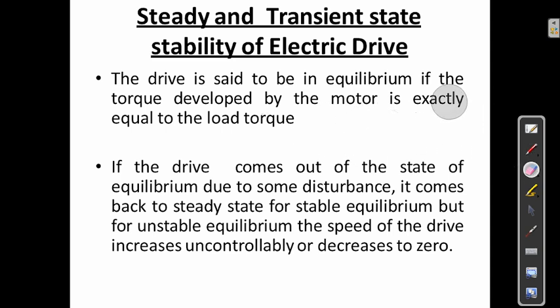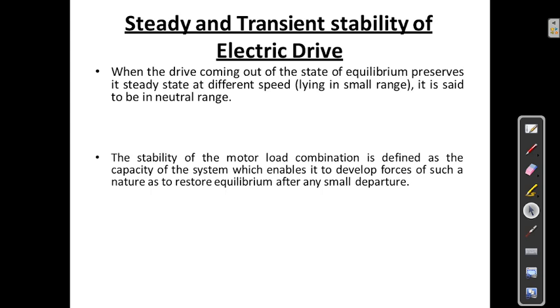equilibrium condition. Then if the drive comes out of the state of equilibrium due to some disturbance, it comes back to steady state for stable equilibrium. But in unstable equilibrium, the speed of the drive increases uncontrollably or it decreases to 0. When the drive comes out of the state of equilibrium and settles at steady state at a different speed, which lies in a small range, it is said to be neutral equilibrium.